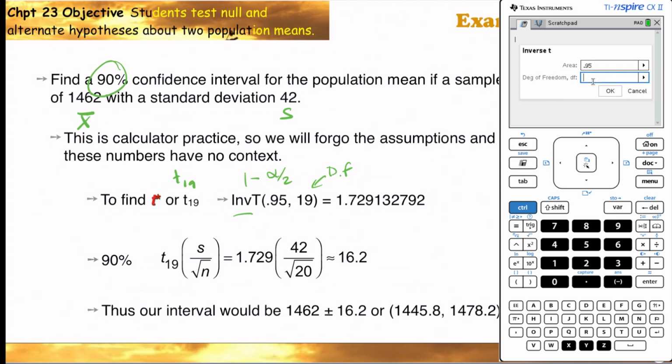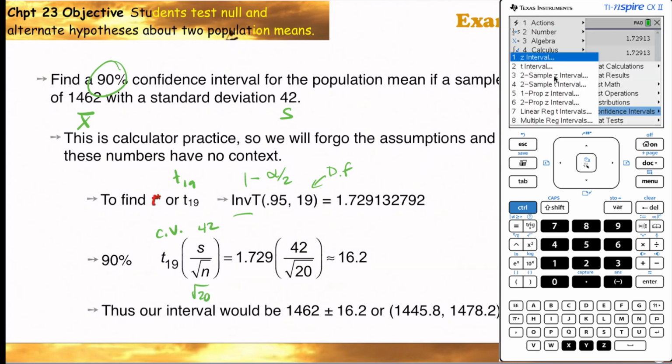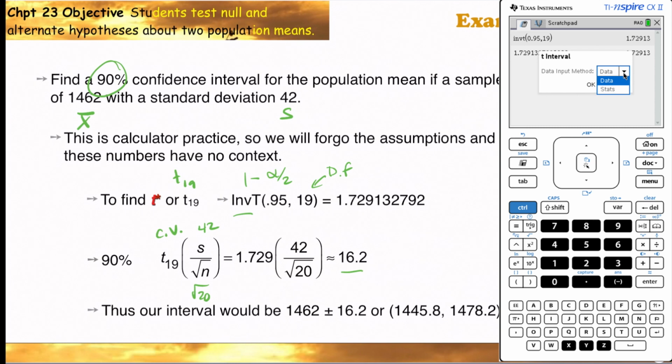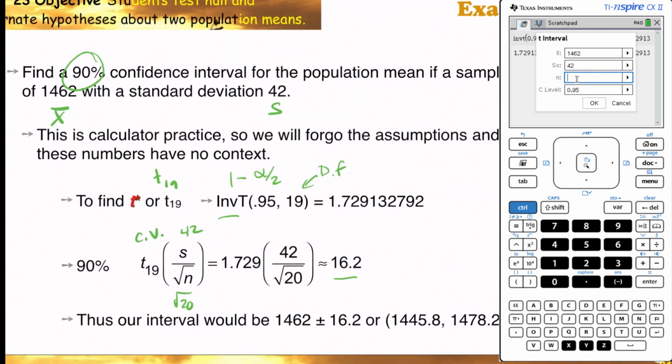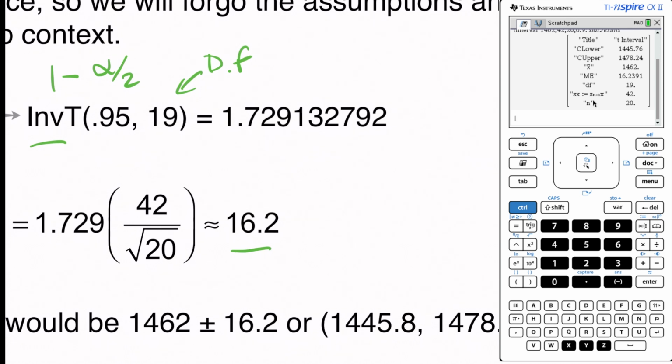Then to find our 90% confidence interval, we take our critical value times our s, which in this case was 42, over the square root of 20. If we multiply those, we get approximately 16.2. So our 90% confidence interval would be 1462 plus or minus 16.2, or from 1445.8 to 1478.2.